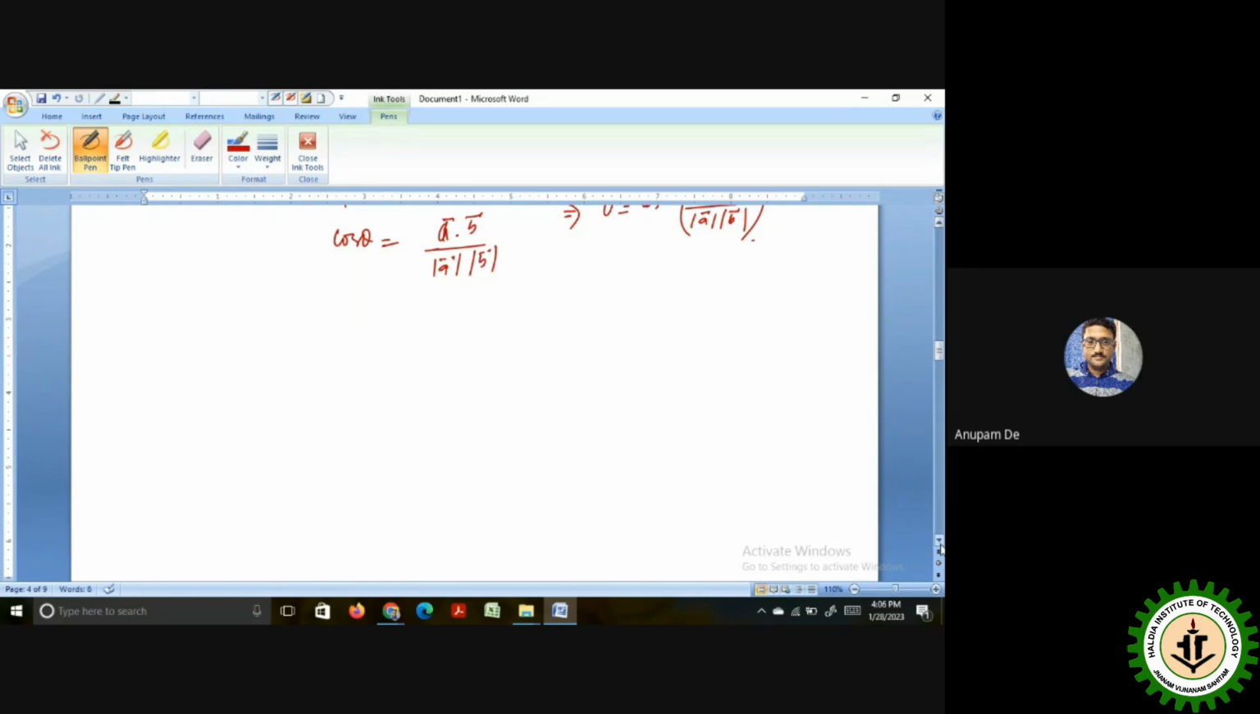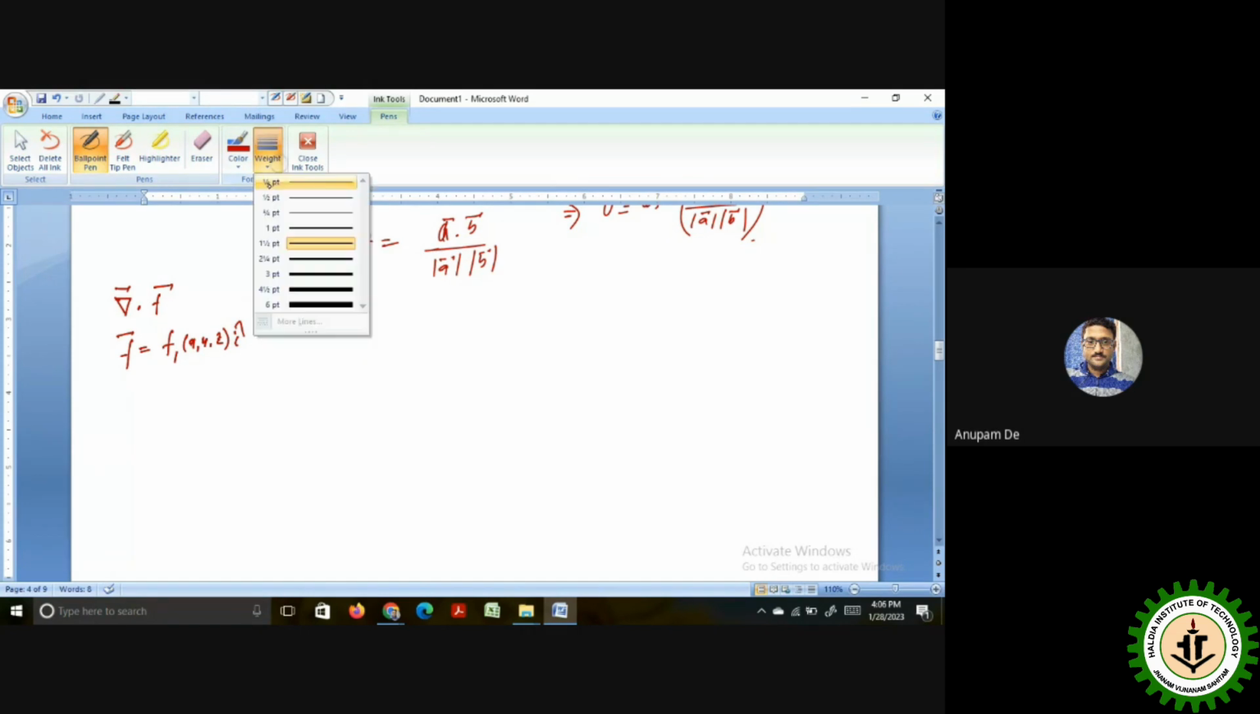Next, you have this vector differential operator grad, whenever it operates on a vector function like grad of f. Suppose your f is a vector point function like f1 of xyz i, plus f2 of xyz j, plus f3 of xyz k.